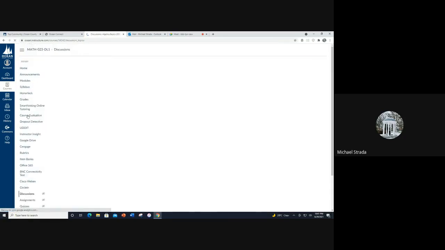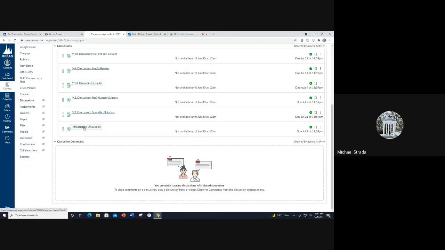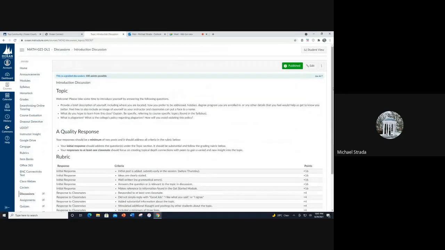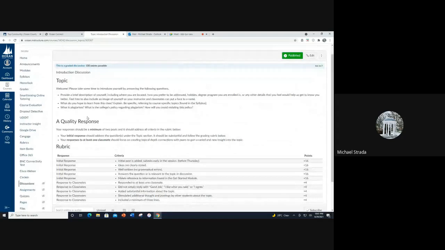Discussions. In addition, what is plagiarism? What is the college's policy regarding plagiarism? So you have to do some research on the school's website. How will you avoid violating this policy? Your response should be a minimum of 2 posts and should address all criteria in the rubric below. Your initial response should address the question under the topic. Your responses to at least one classmate should focus on creating topical depth connections with peers to gain a varied and new insight into the topic.